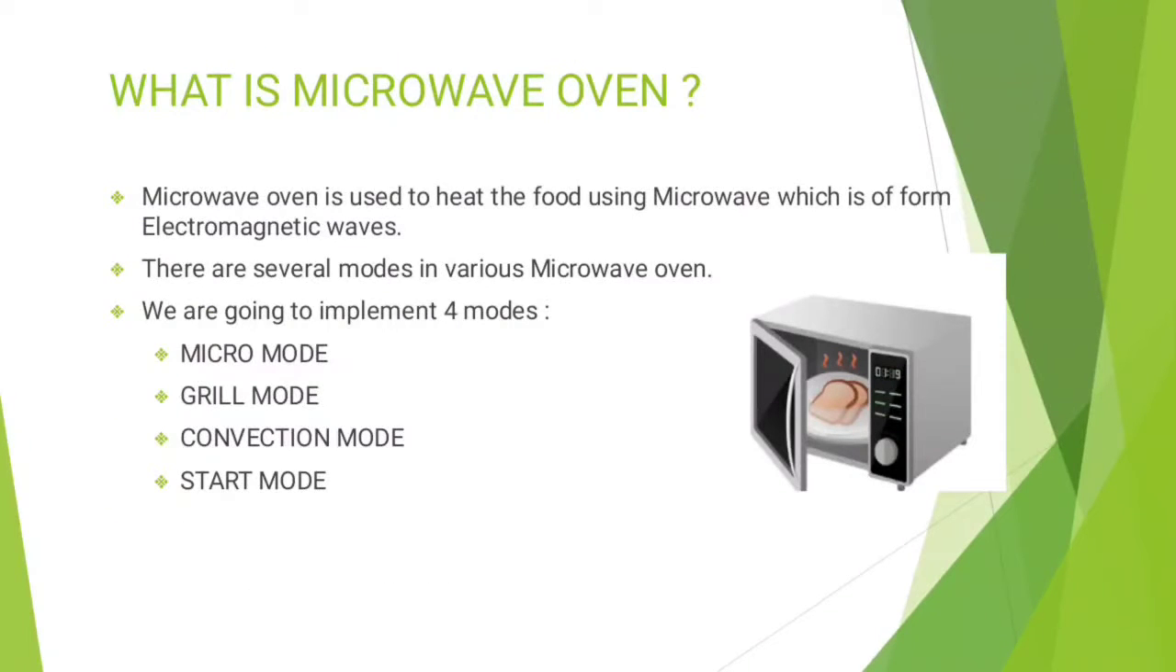So let's start with what is a microwave oven. A microwave oven is used to heat food using microwaves, which are a form of electromagnetic waves. There are several modes in various microwave ovens. We are going to implement 4 modes, which include micro mode, grill mode, convection mode, and start mode.